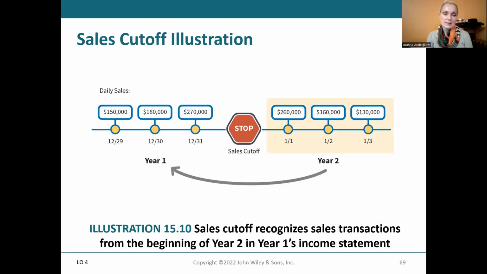So here's an example of a sales cutoff illustration. So you're moving sales that should happen in year 2 in January to year 1 in December by changing the sales date.